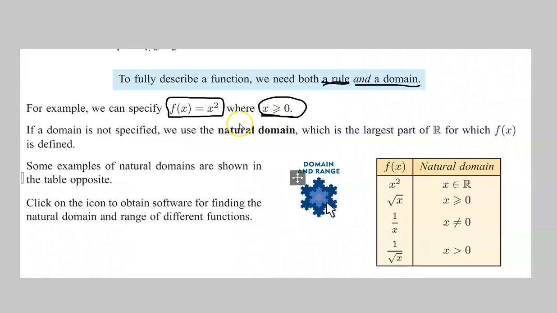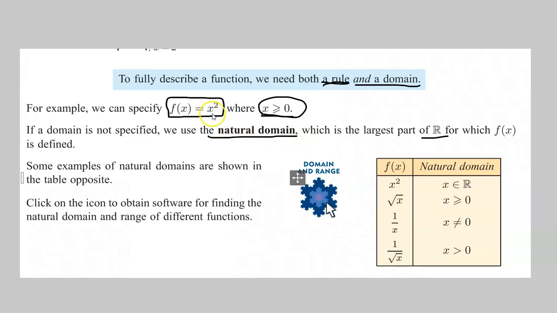All right, if you don't specify the domain, then you would assume what's called a natural domain. That is the natural mathematical domain, which is the largest part of all real numbers for which f of x is defined. So for f of x equals x squared, what all numbers can you plug in for x and get a nice, normal, defined answer? If you put in negative a billion, you would square it and get a really big number. If you put in 0, you would square it and get 0. If you put in a million, you would square it and get another really big number. So all the numbers you could possibly think of, you could put in for x, and you could square it, and you would just get a regular, nice, real number.